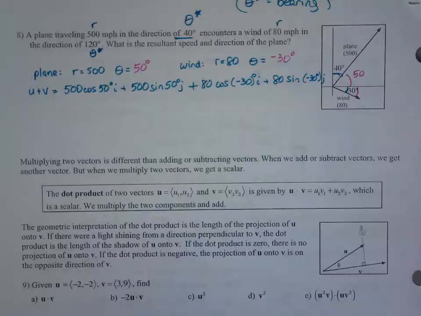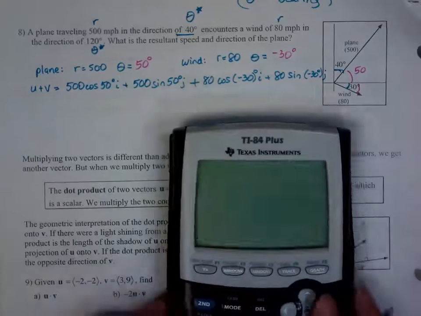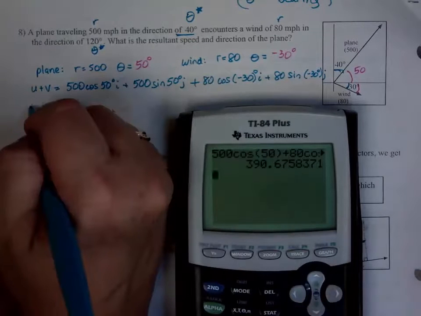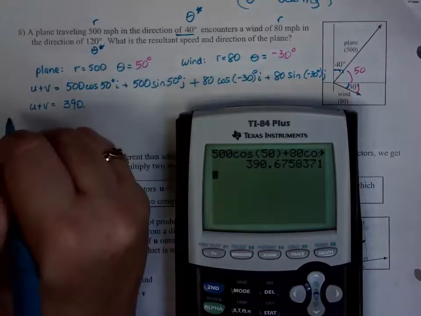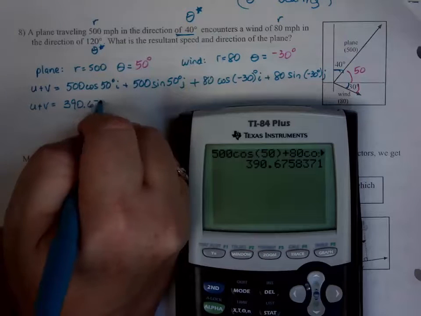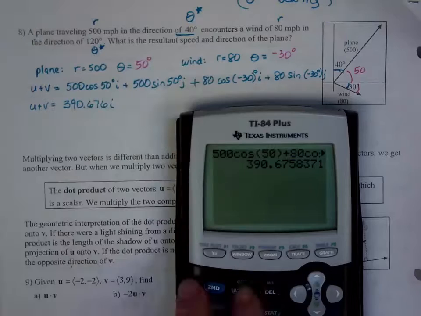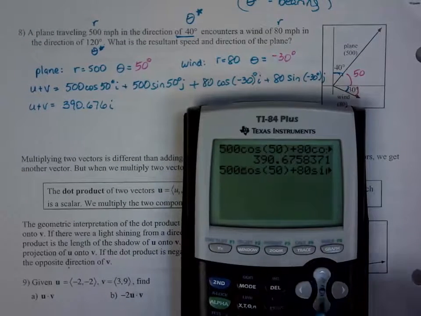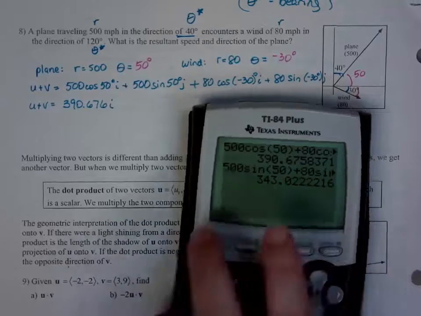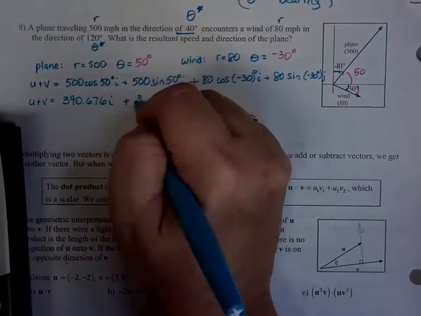Let's type in the calculator. Do the two I terms first. Can y'all see that? U plus V equals 390.676 I. Now go change the two terms. Change the cosine to a sine, and we get 343.022 J.